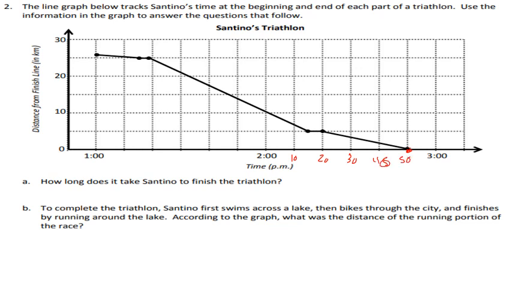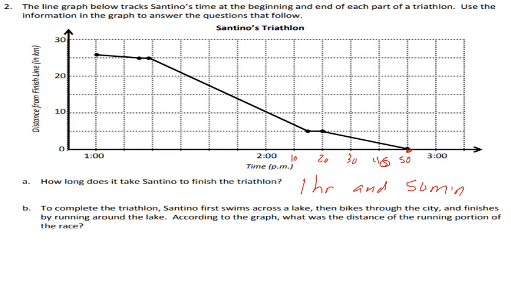So I can see that was 1 hour and 50 minutes. To complete the triathlon, Santino first swims across the lake, then bikes through the city, and finishes by running around the lake. According to the graph, what was the distance of the running portion of the race?